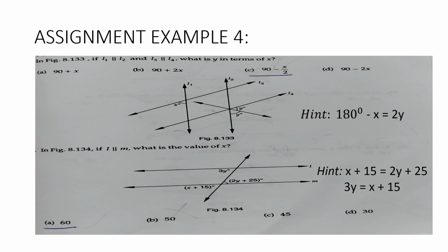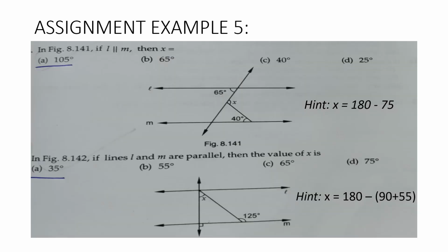Correct? So first equation is x plus 15 and 2y plus 25 will be equal, vertically opposite. Same way you have 3y and x plus 15 alternate angles. So solving this you should get value of x as 60. Assignment example 5. If L is parallel to M, then find the measure of angle x. The answer is 105 degree and the hint is by seeing the diagram and solving, you will get the value of x as 180 degree minus 75 degree, which will give you 105 degree.